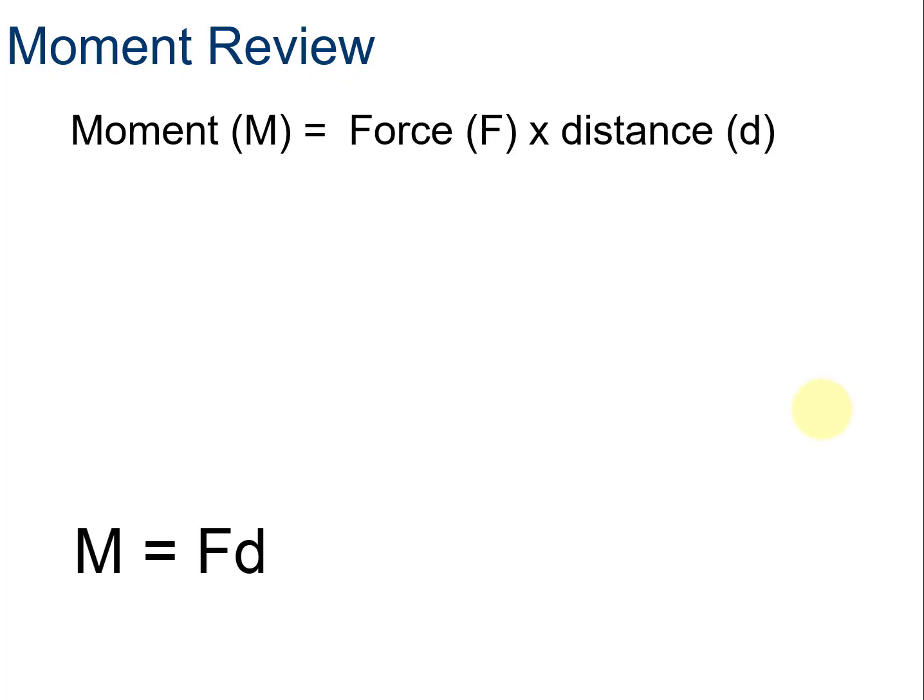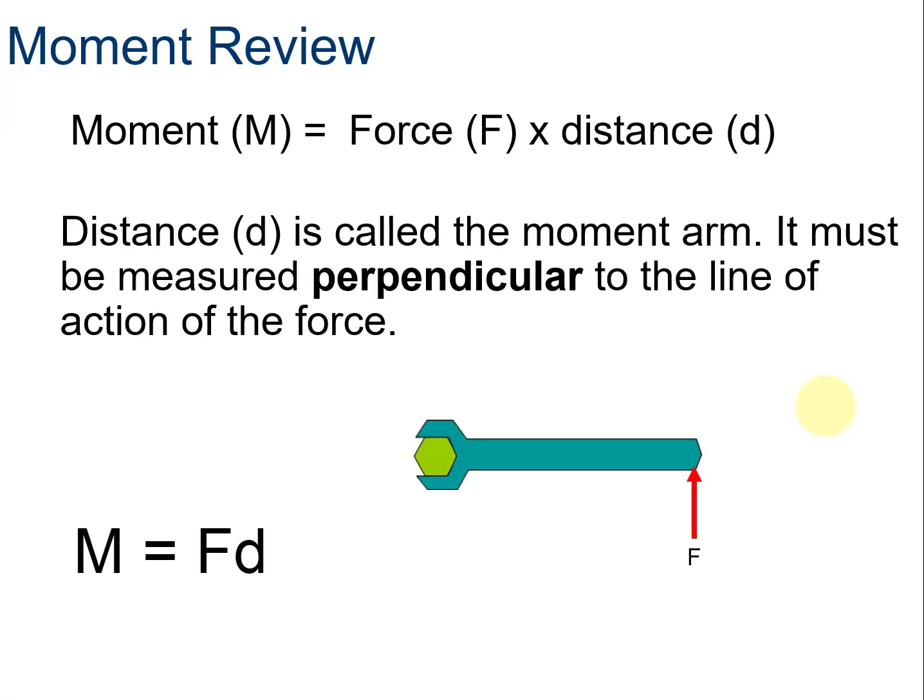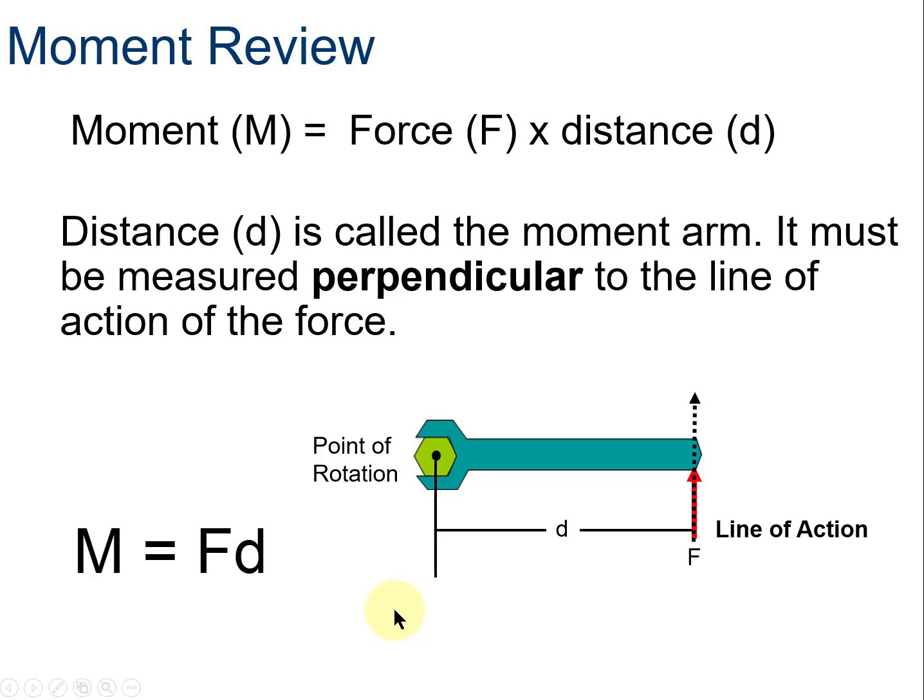So again, the moment review, classic example is the wrench. And so a distance d is called the moment arm, and it must be measured perpendicular to the line of action of the force. So the moment or torque about this point here where the screw is, or the nut bolt, is the product of the force you're applying perpendicular to this distance to the point here, and this is distance d. So point of rotation there, line of action there, and the distance d is the distance there.